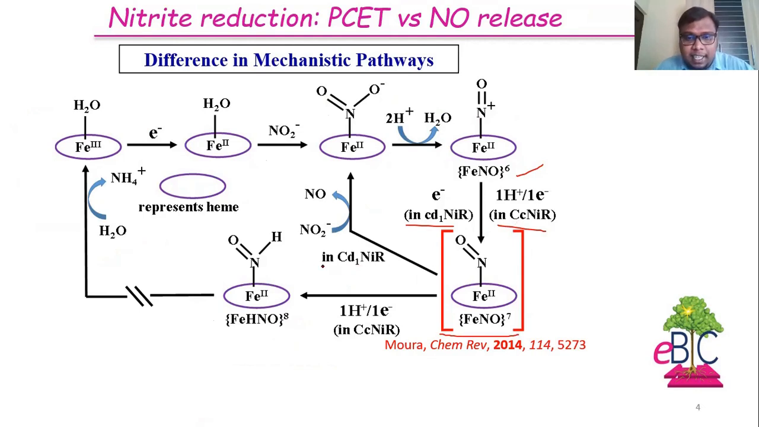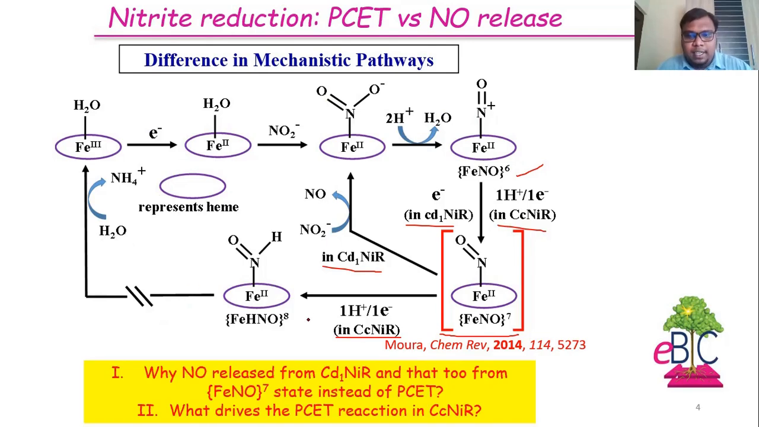In the case of Cd1NiR, nitrite comes and releases NO. In the case of CcNiR, there occurs another PCET to form FeHNO8, which on further protonation and electron transfer releases ammonia. Now the question is, why does CcNiR not undergo NO release and Cd1NiR not undergo the PCET process?